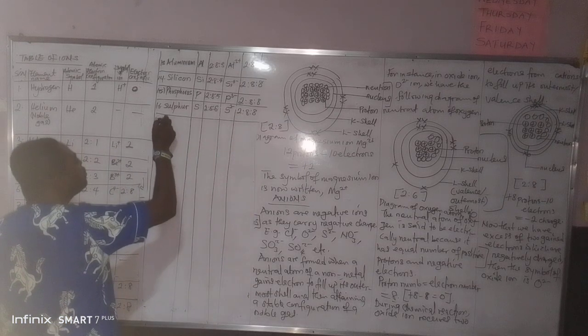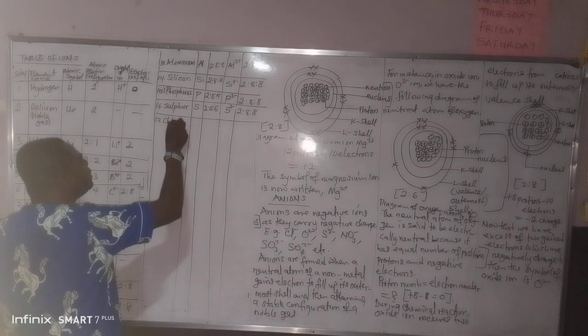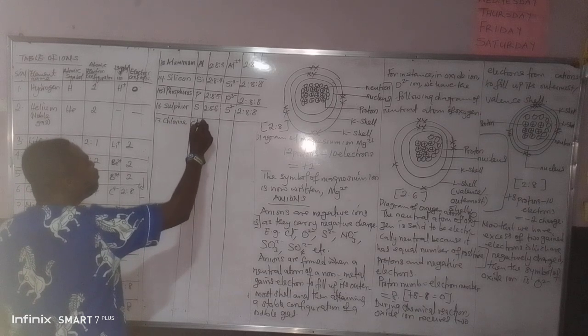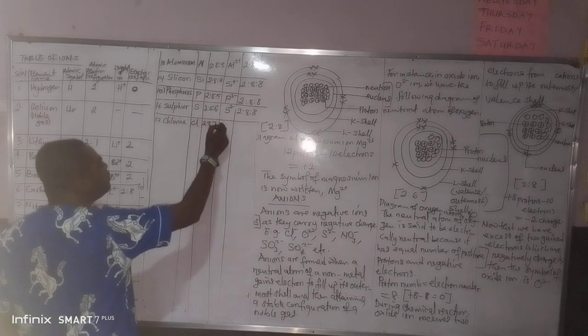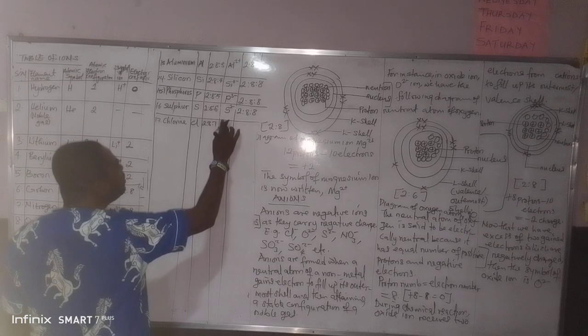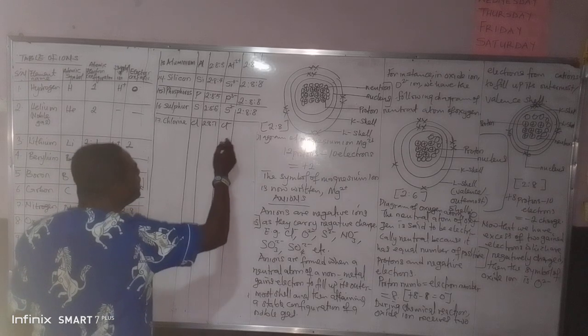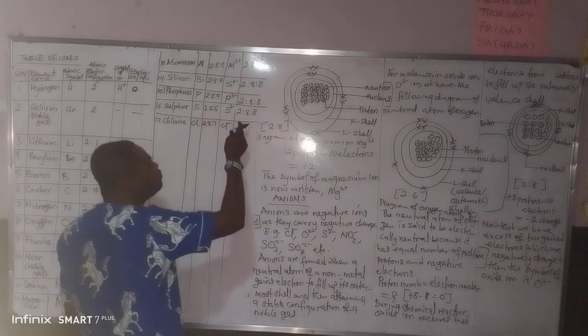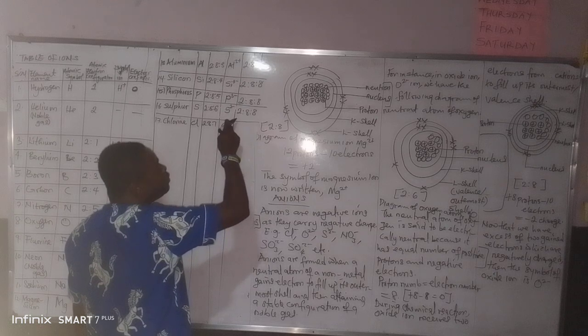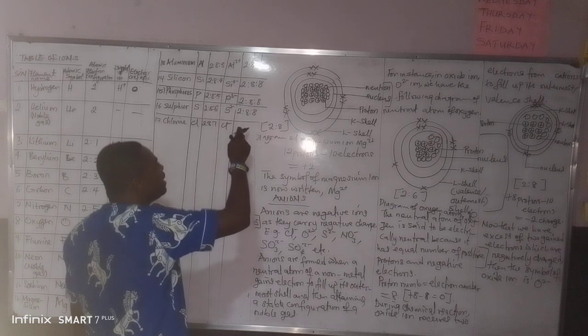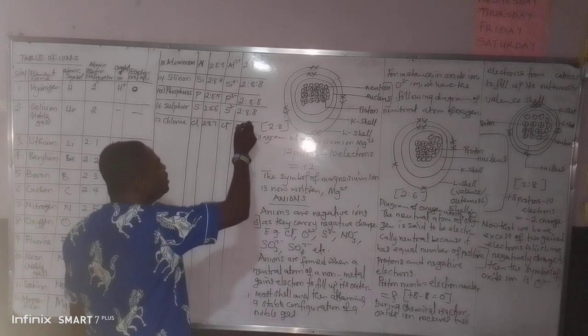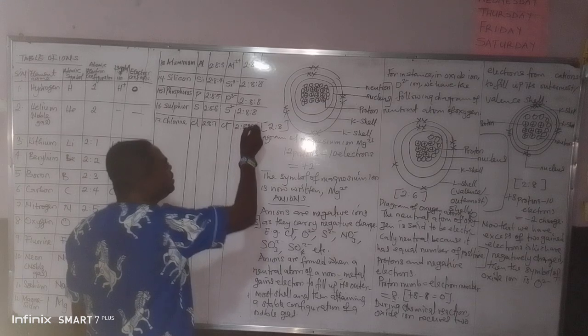Number 17 now is chlorine, Cl. Configuration is 2,8,7. So then the symbol of the ion is Cl raised to power minus. How did I get that? Take this 7 away from 8, you have 1. But when it is 1, you don't need to write the 1, just write the sign, minus. So the configuration is now 2,8,8.